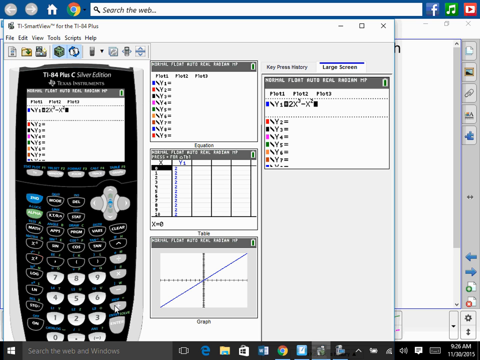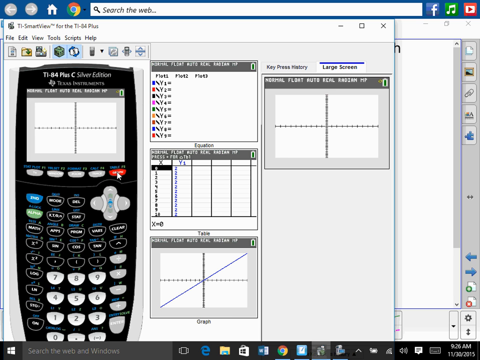And then plus 2x plus 5. Okay. Hit graph. Now you might have to play with your window a little bit to see it better. Guys, we have to get good at playing with our windows. Okay, so everybody look at my graph here.